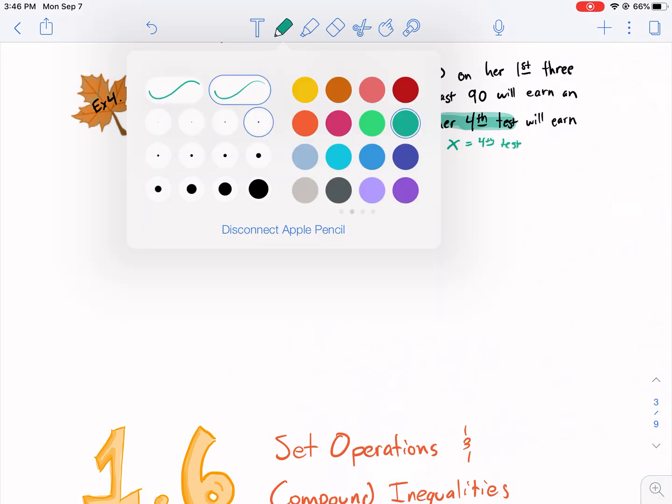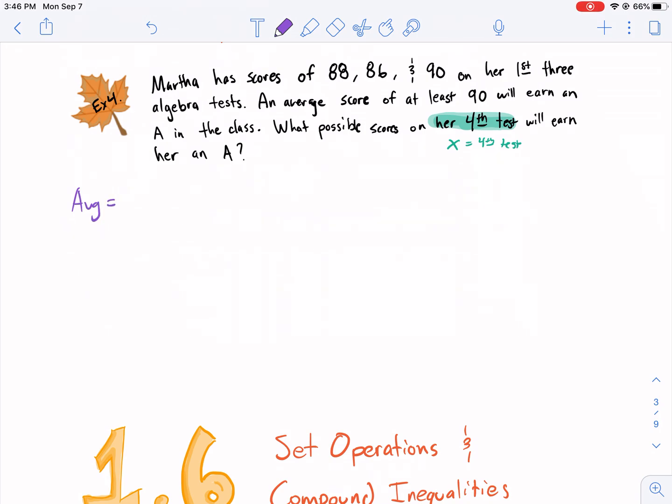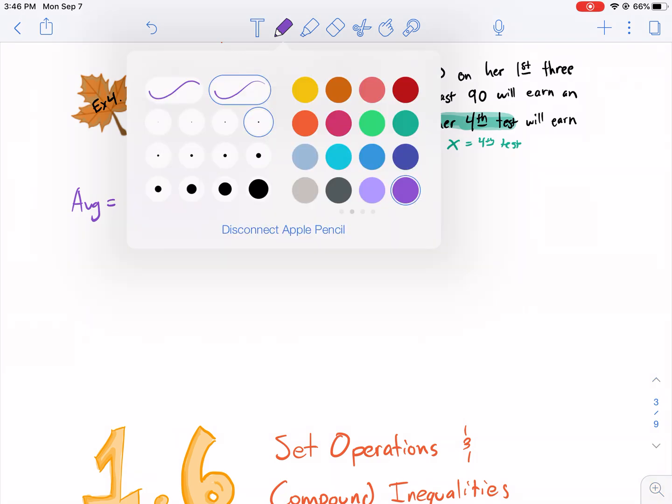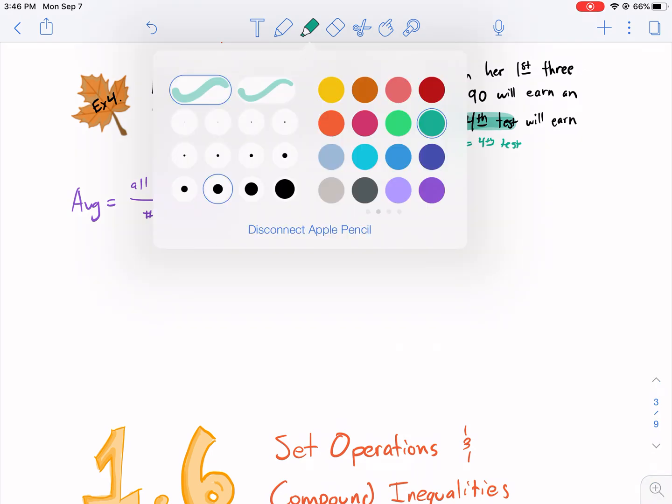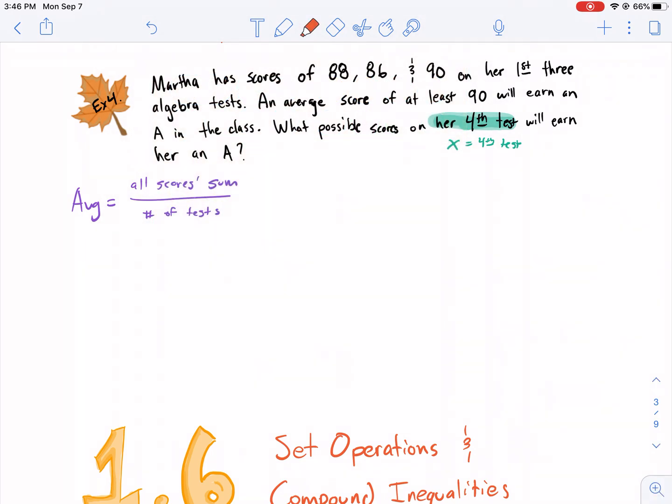Okay, now how do we find the average? The average is going to be equal to all her test scores, so all scores sum, so all of them added together divided by the number of tests. Okay, so all of the scores sum divided by the number of tests is going to be equal to the average. We can go ahead and put in some information. Notice that we have right here an equal sign. That's going to change real soon because we have this phraseology here. I'm going to talk about that in a second. Scores an average score of at least 90. Okay, at least 90. That's important. So I want to put that there so you can see that's important.